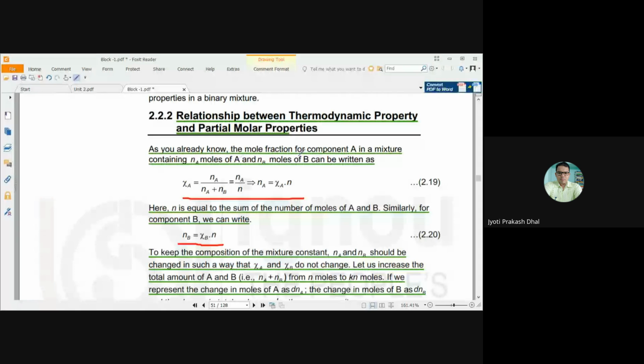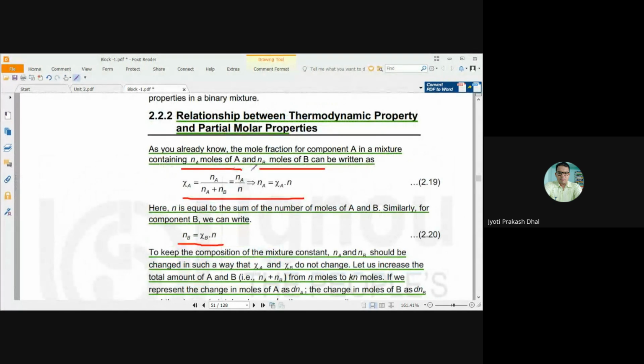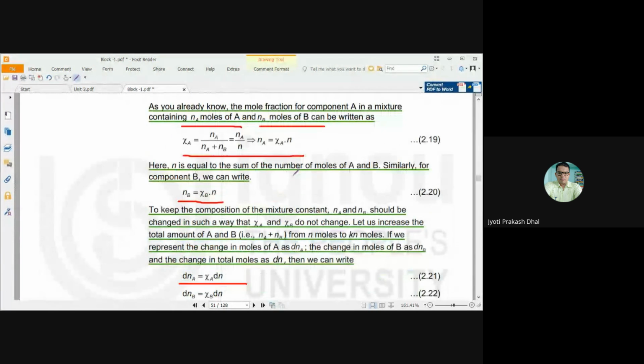So the mole fraction of the component A in the mixture containing nA moles of A and nB moles of B can be written as follows. If the mixture is a binary solution, that is nA moles of A with nB moles of B, then chi A equals nA by nA plus nB.